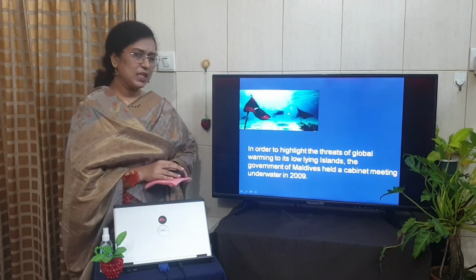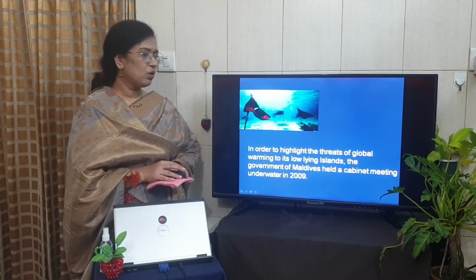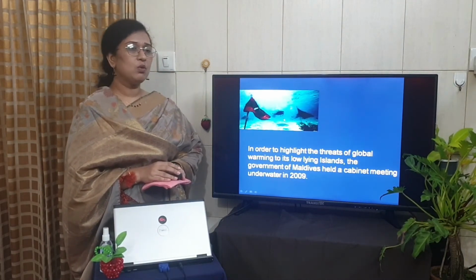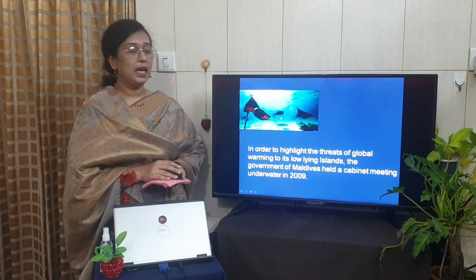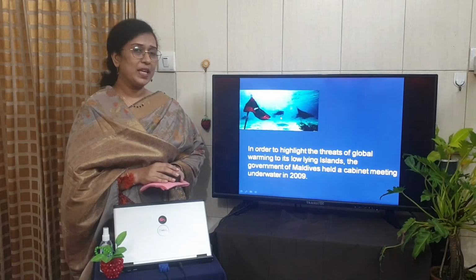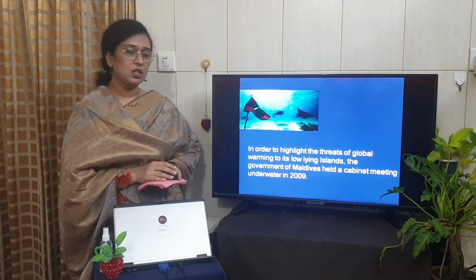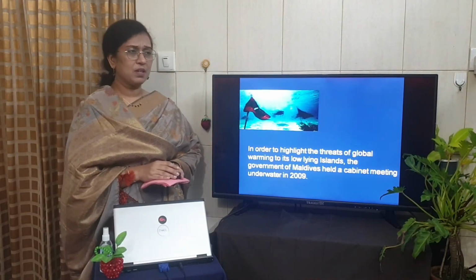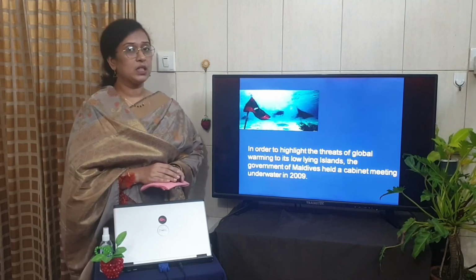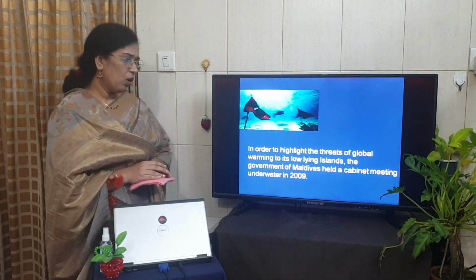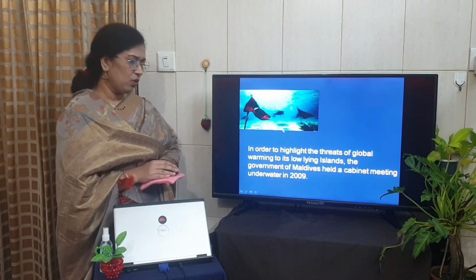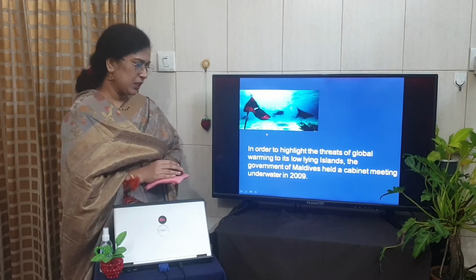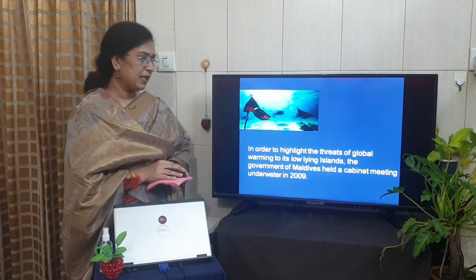In our classroom, sometimes we say that we are going underwater. We are living in Khulna. We have seen Cyclone Aila and what we had to face after it. You will be shocked to know that after some years, Maldives will go underwater. It's very alarming. In order to highlight the threats of global warming to its low-lying islands, the government of Maldives held a cabinet meeting underwater in 2009.